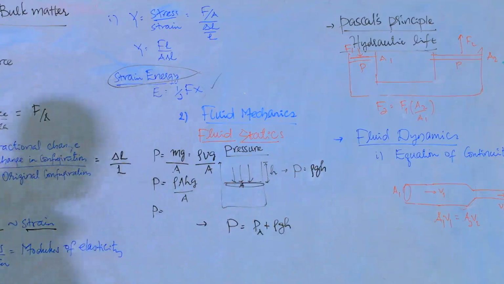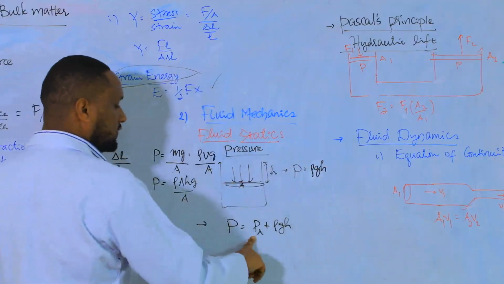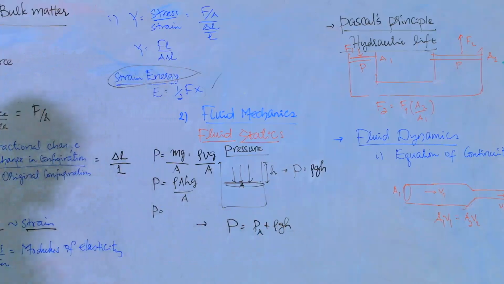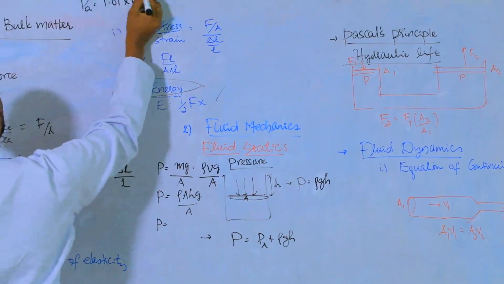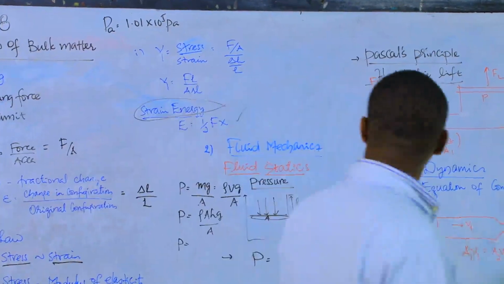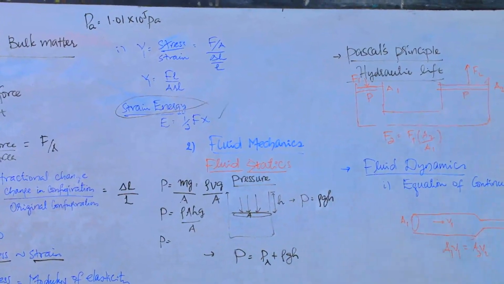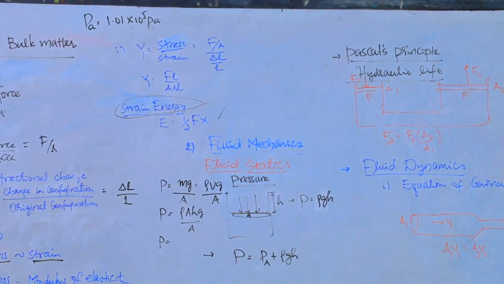And we can also calculate the total pressure. Total pressure inside a liquid is given by the atmospheric pressure plus the gauge pressure, that's rho gh. The atmospheric pressure is the pressure that the atmospheric air is exerting on the surface. For example, the atmospheric pressure at sea level is equal to 1.01 times 10 to the power of 5 Pascal. This is how much pressure the atmospheric air is exerting on sea level.